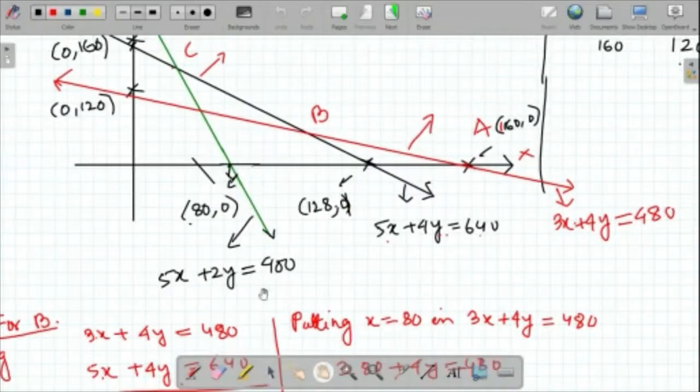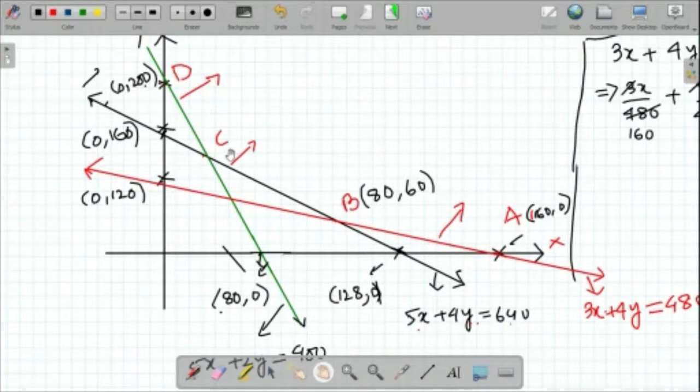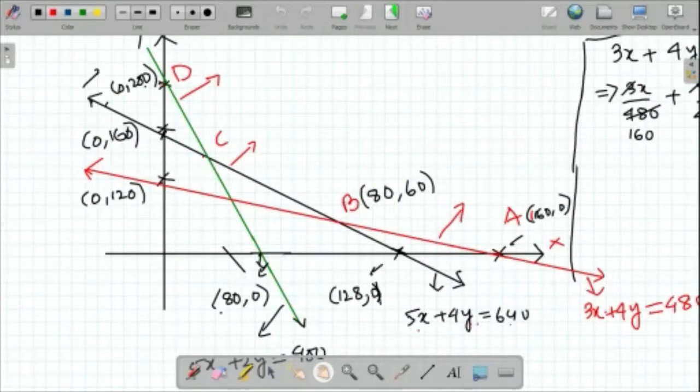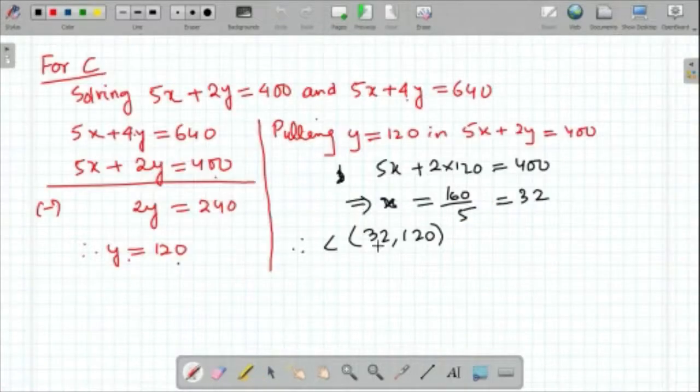Okay, so that's how we find all the values. B is 80 comma 60, so write down B was 80 comma 60. And what is the value of C? C was 32 comma 120, right?